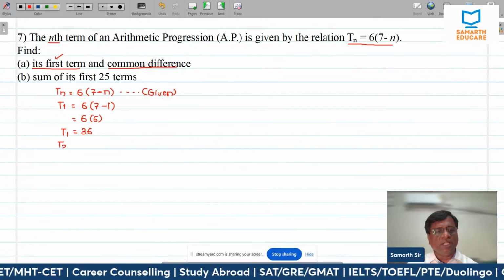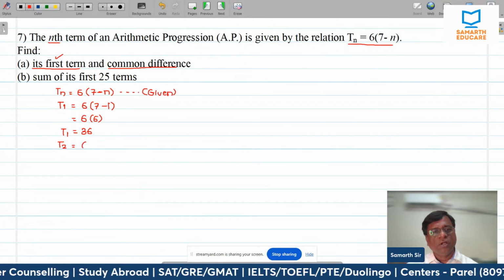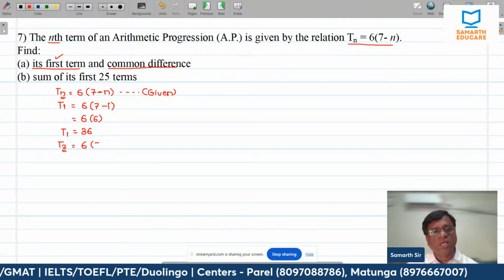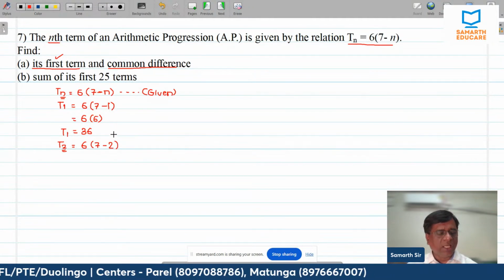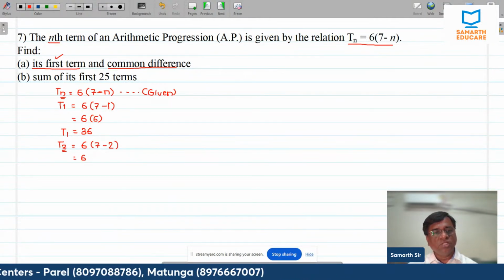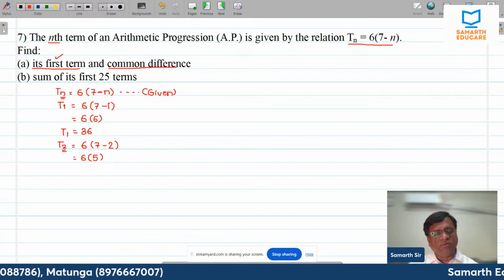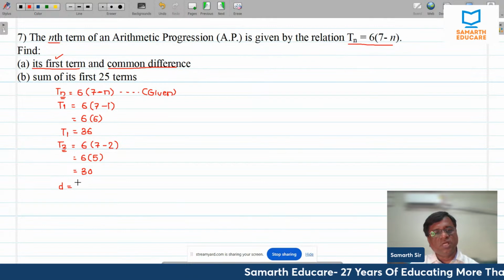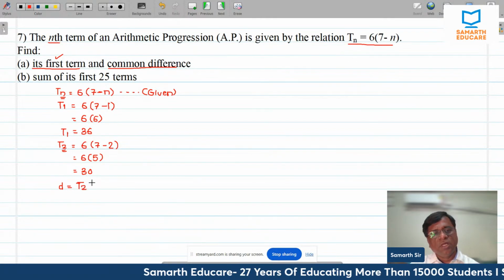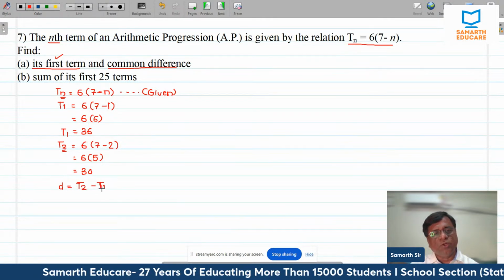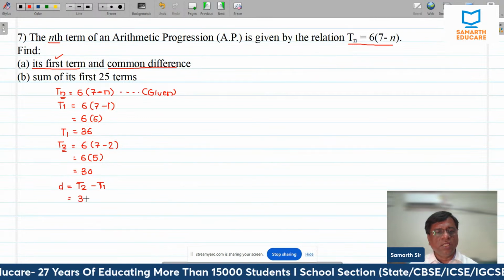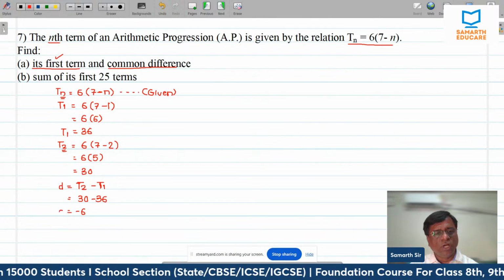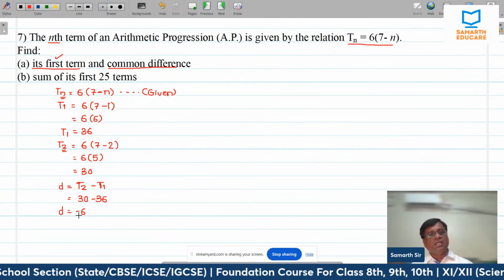So let me also find out t2 for some moment. How will I find t2? This is tn, so what do I write in place of n? 2. That means 7 minus 2, 6 into 5, and that is equal to 30. What is the common difference? The common difference is the difference between the term and the previous term, t2 minus t1, that is 30 minus 36, which is equal to minus 6. So I hope this part is clear.